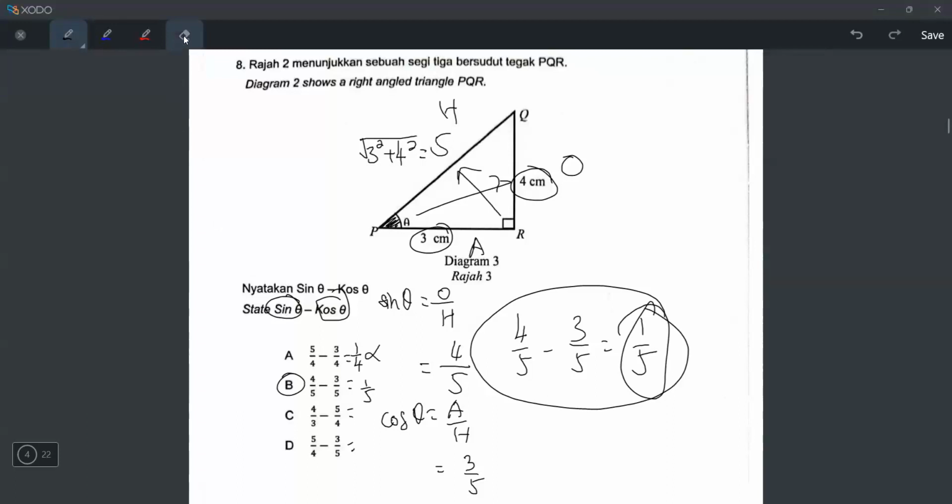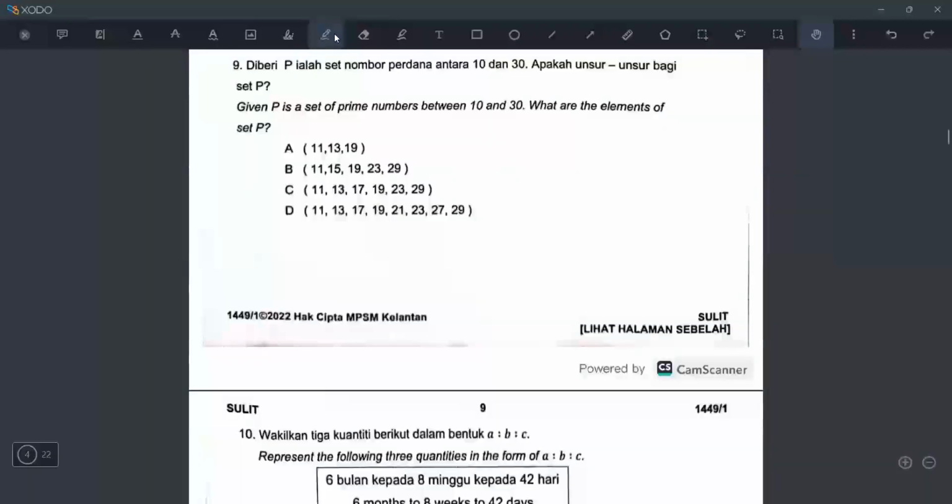4 over 3 minus 5 over 4. Let's try to do this without a calculator. I will take 4 times 4, 16. I will take 5 times 3, I will get 15. And then 3 times 4 is 12. So I will get 1 over 12, which is wrong. So it is not 1 over 5. What about this one? We can times 5, which is 25, and then 4 times 3, which is 12, and then 20. So 25 minus 12, I think it's 13 over 20. So wrong also. Okay, wait, let me check something. Okay, yes, the answer is B. Let's continue with number 9.